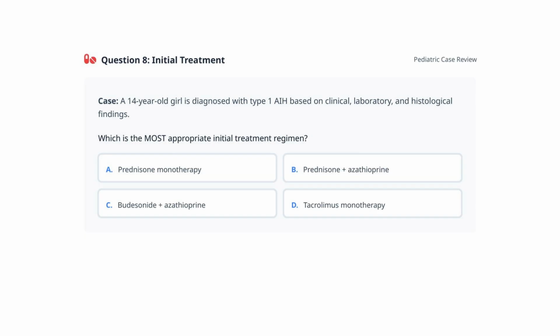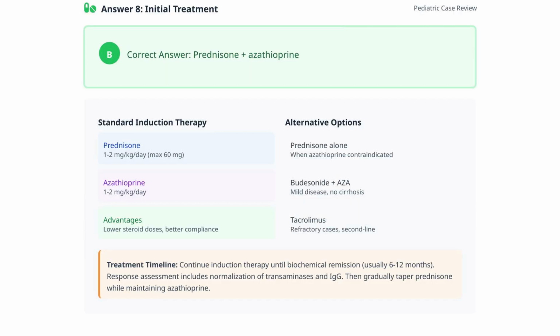Let's discuss treatment. A 14-year-old girl is diagnosed with type 1 AIH based on clinical, laboratory, and histological findings. Which is the most appropriate initial treatment regimen? A. Prednisone monotherapy. B. Prednisone plus azathioprine. C. Budesonide plus azathioprine. D. Tacrolimus monotherapy. The correct answer is B.